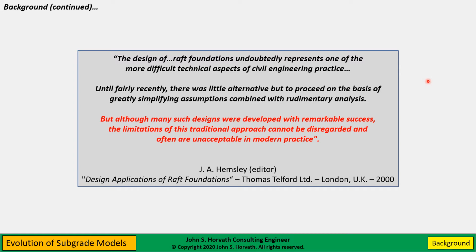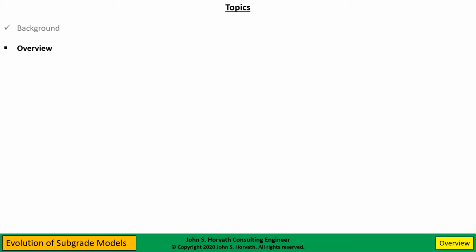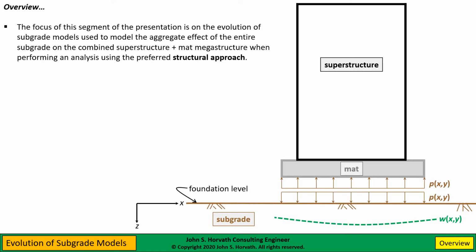So, just because we did things in the past and they worked out okay, it doesn't mean we have to do them the same way in the future if we have better tools available to us. Kind of an overview of this segment. Again, I'm going to be focusing on a mat or raft foundation supporting a building of some type using the so-called structural approach. This is where we use structural analysis software to accurately model the superstructure and mat combined into a megastructure. And we need to have some subgrade model that we input into that.